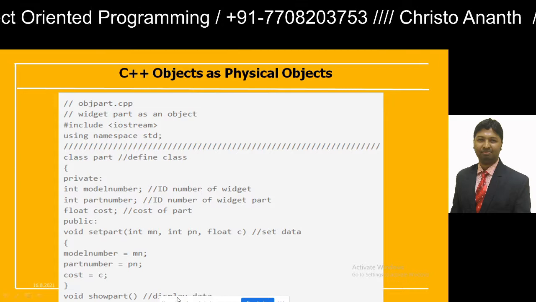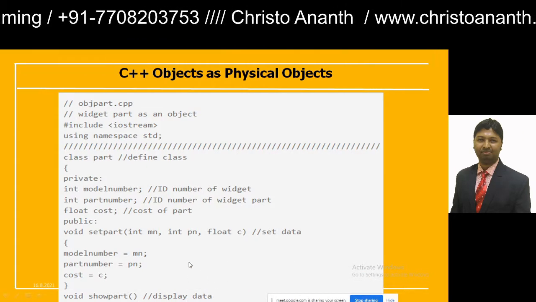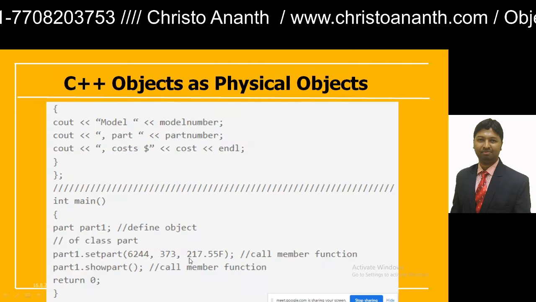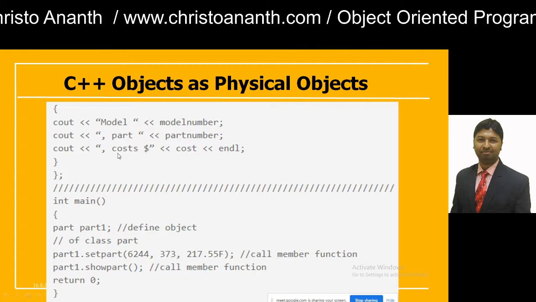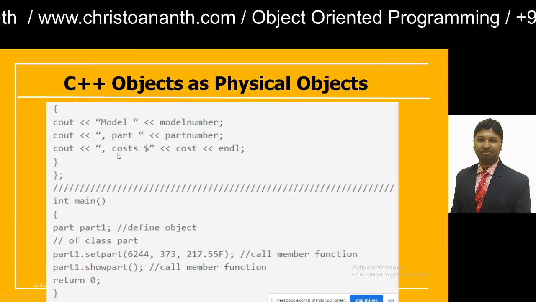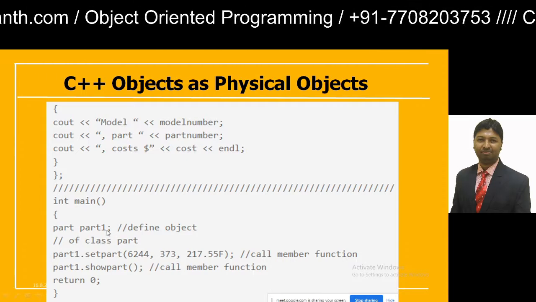Then you go for void showpart, to display data. Here you print the model, which is the model number, part, which is the part number, and cost, which is the cost. Then you end the braces.